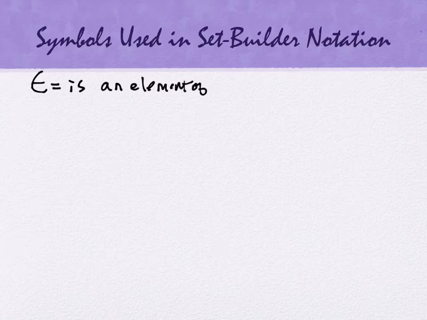So a bit of notation, the first one we'll do is that element symbol. So this symbol means is an element of. And if you put a line through it, what do you suppose it means? Yeah. I did it before, I did put equal signs. Okay, so is not an element of.